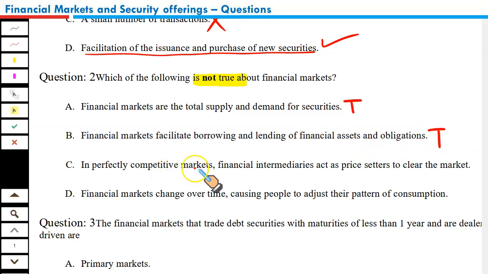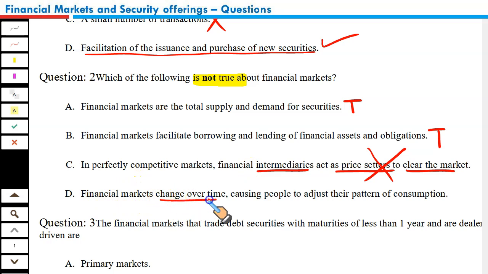In perfectly competitive markets, financial intermediaries act as price setters to clear the market. This is absolutely wrong. Financial intermediaries, they do not set the price. Rather, the participants in the market who buy and sell, through their purchase and sale, they are the ones who effectively set the market price through their transactions. So this is not true. Then of course D has to be true.